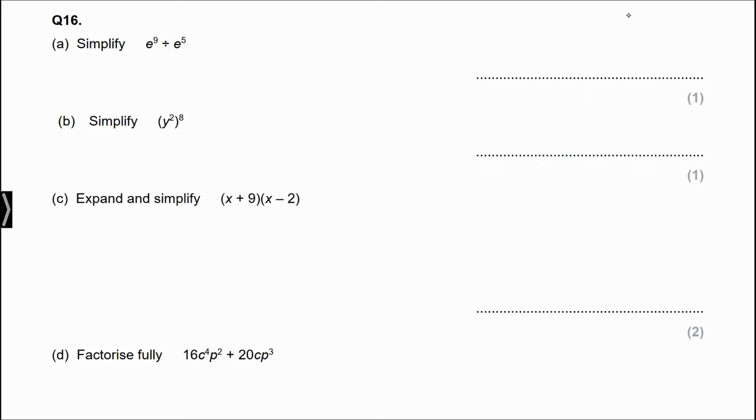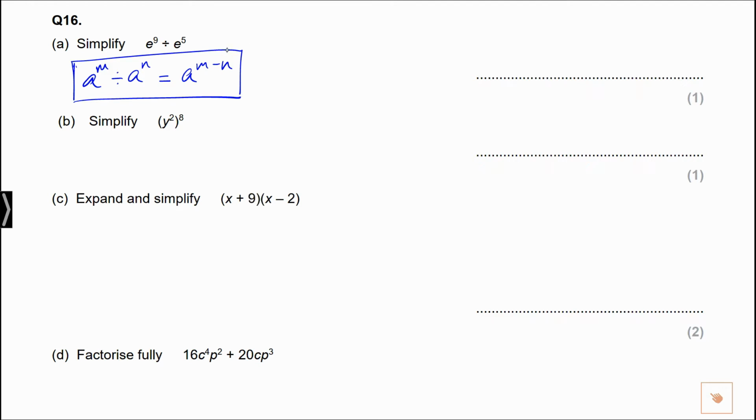In this question, we are required to simplify this expression. Now, if you remember from division of indices, if you have a to power m divided by a to power n, that should be equal to a to power m minus n. So basically, when you divide the indices, you subtract the powers.